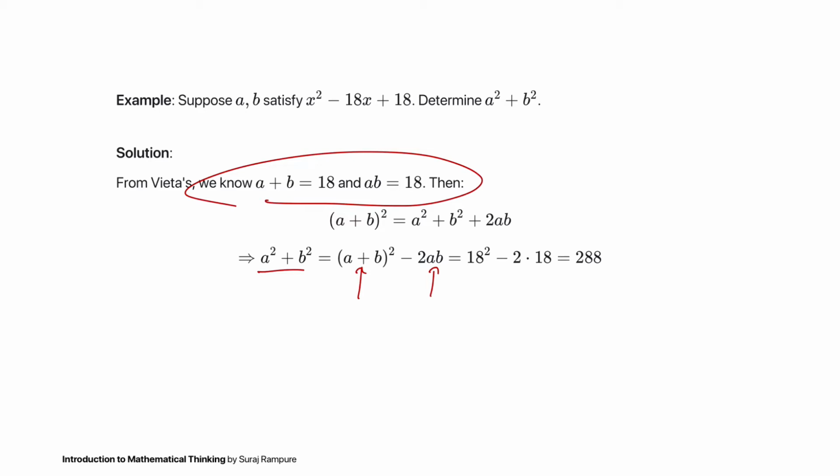So is everyone clear on what we did here? We used Vieta's formulas to express a plus b and a times b, and then rearranged a plus b quantity squared so that we could get something that we wanted. Any questions with this example?